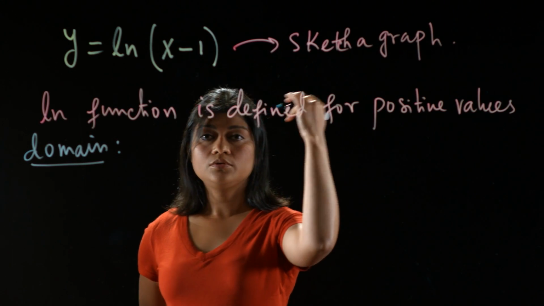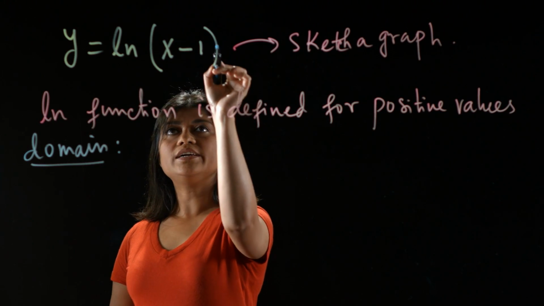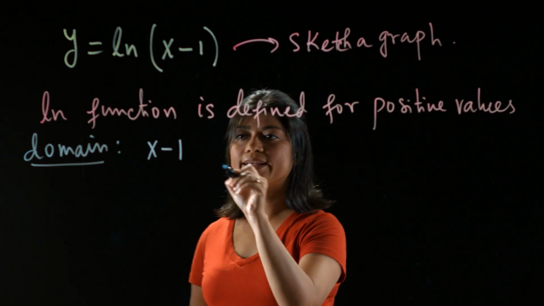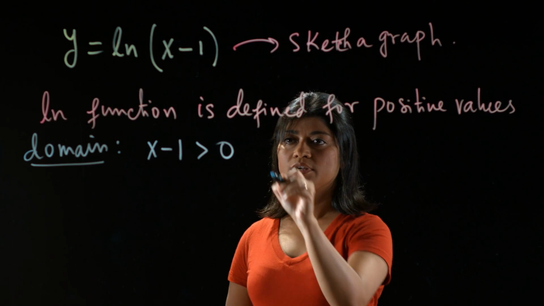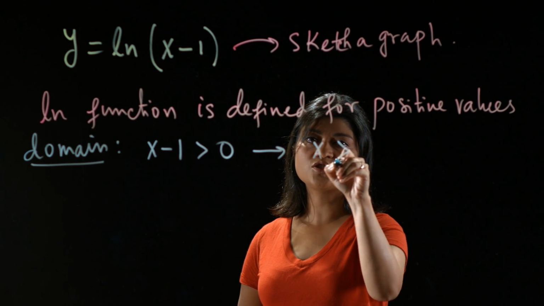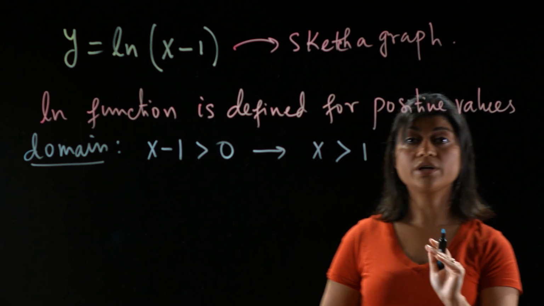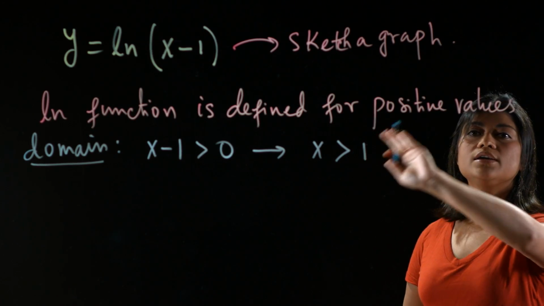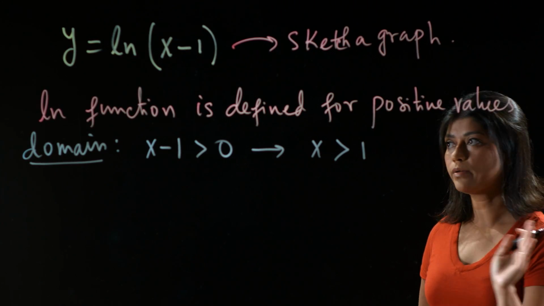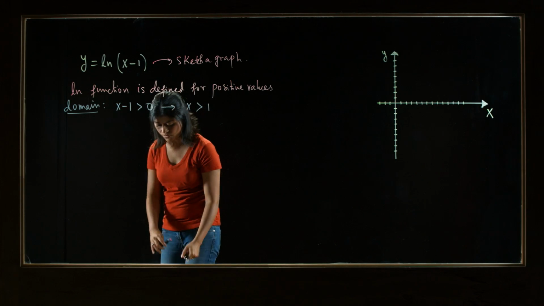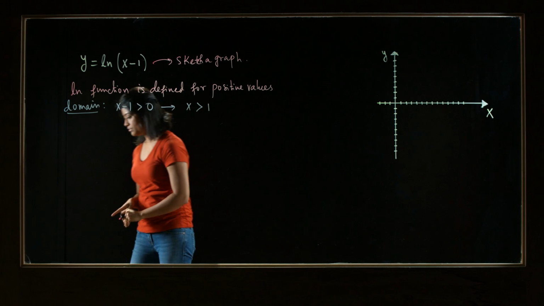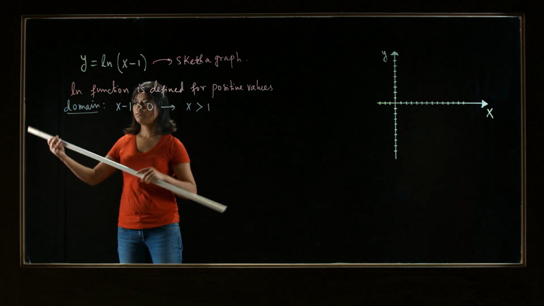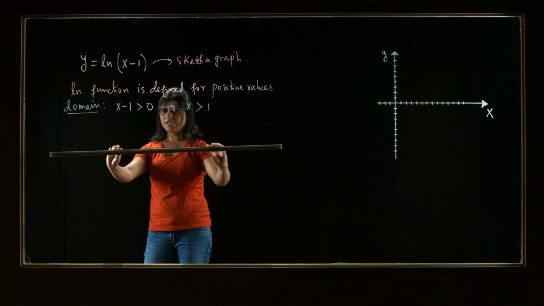So, how to compute the domain? You see the expression that is inside the function, x minus 1, that has to be positive. And this means x has to be greater than 1, strictly greater than 1. So, we can plug in values that are strictly greater than 1, not including 1. Okay. So, now let's construct a table.